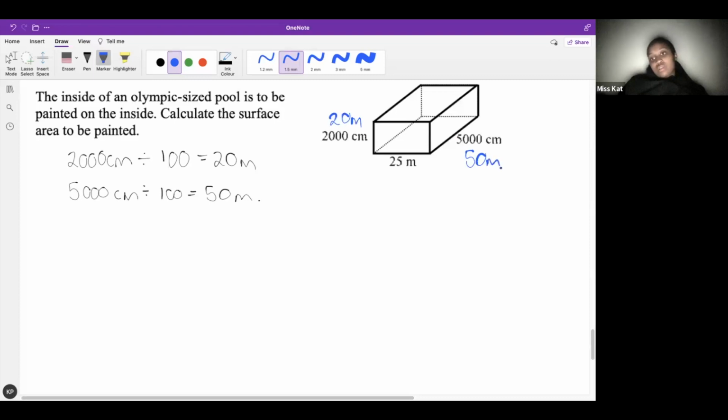Are we happy? 50 meters. Now, I want us to think about this carefully. What is this object supposed to be? A pool. Is a pool closed, guys? If you think of a pool, is it closed at the top? No. So one of our faces is not going to be part of the calculation. Okay, so which faces are we going to paint? We have front and back.